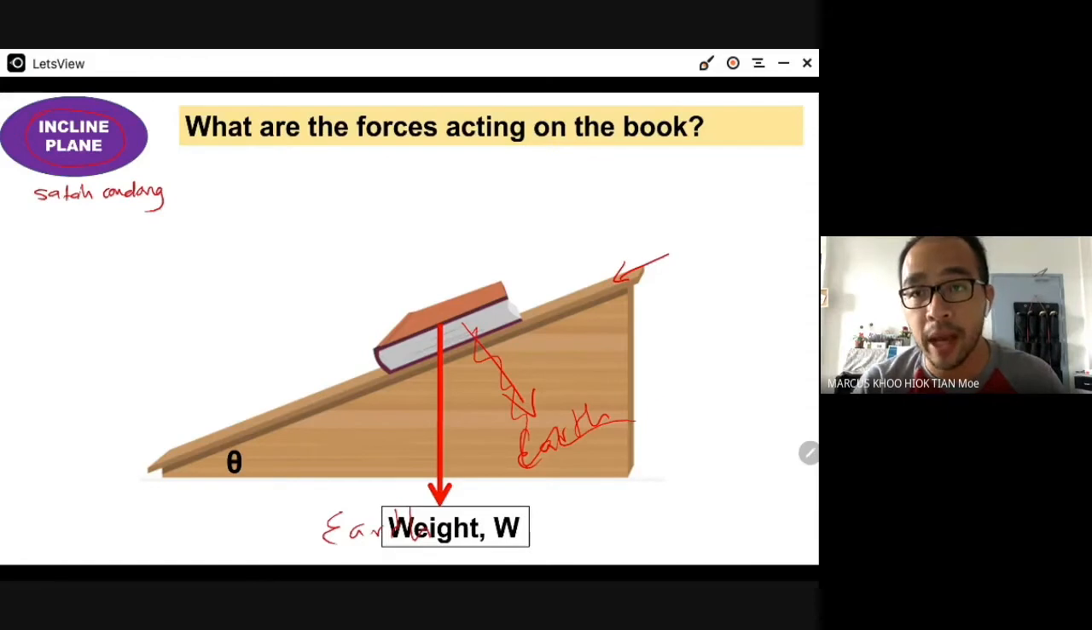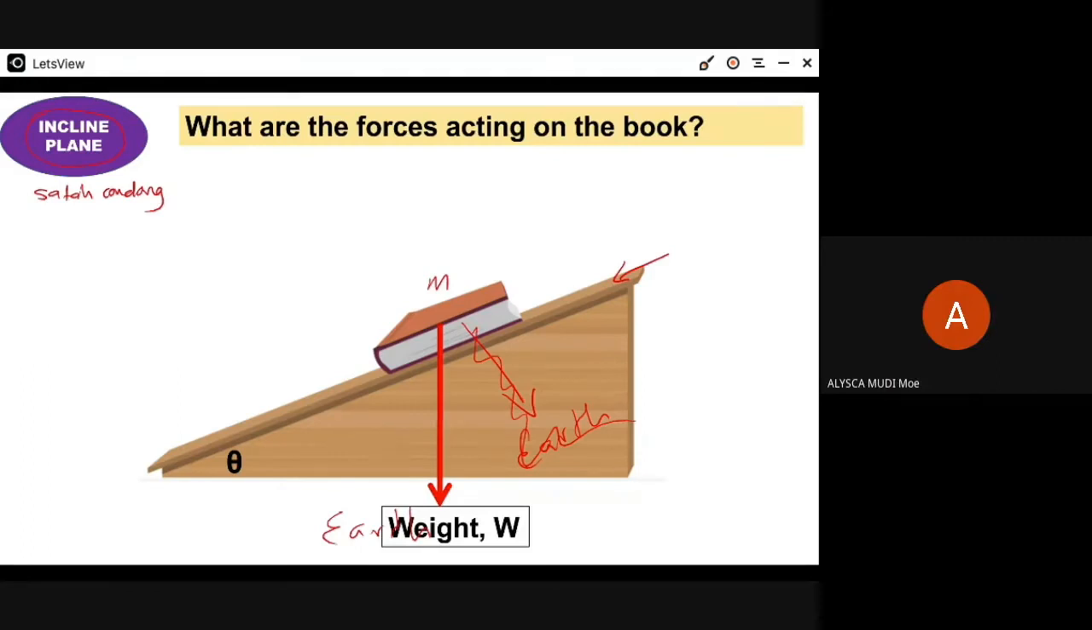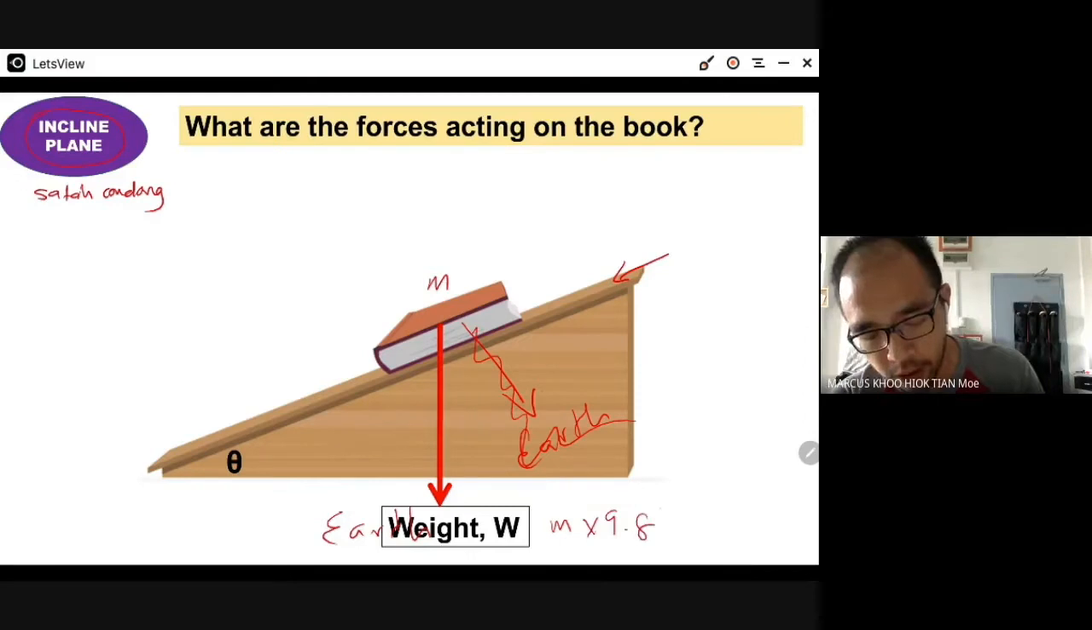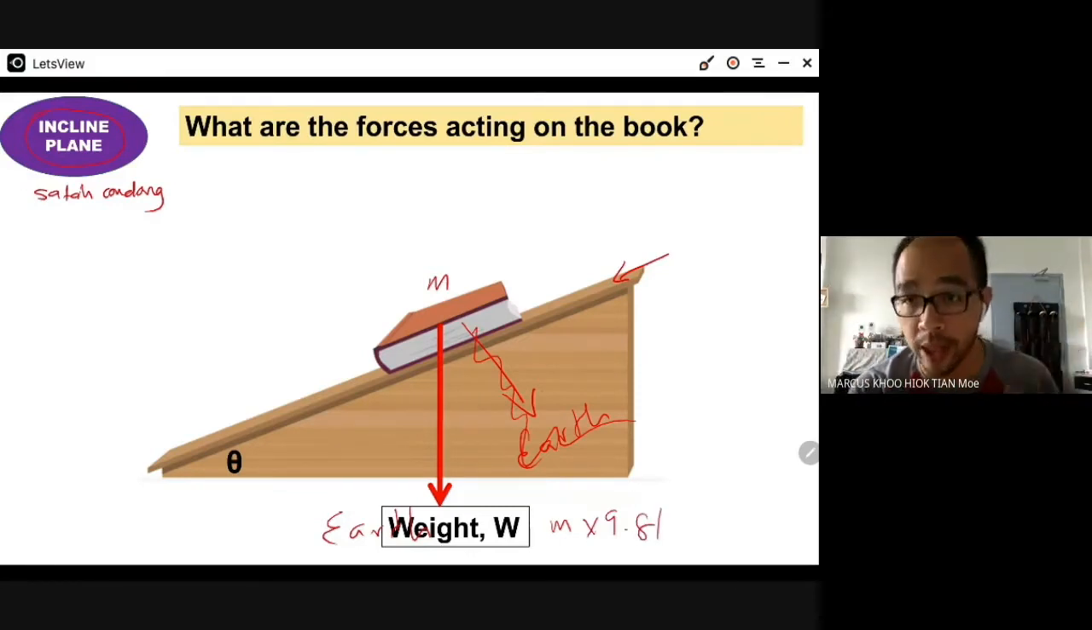Okay, and usually weight, by now you should know already lah, if I give you a mass of m, how do I calculate the weight? Aliska, macam mana mau kira weight kalau saya bagi kamu m? Times with 9.81. Okay, very good. Okay, m times 9.81, so you get the weight.